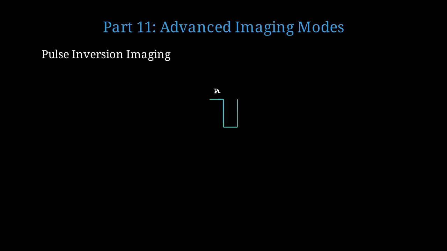Let's explore advanced imaging modes that leverage microbubble properties. Pulse inversion imaging is a clever technique that exploits microbubble nonlinearity. First, transmit a positive ultrasound pulse. Then transmit an inverted negative pulse with opposite phase.